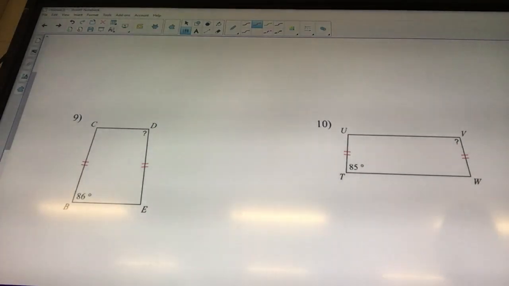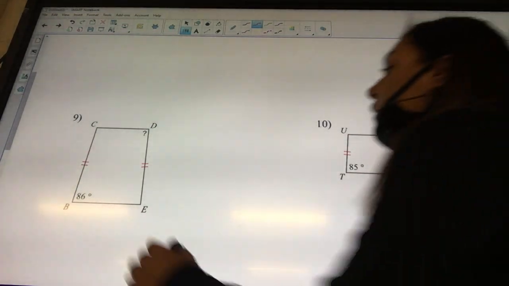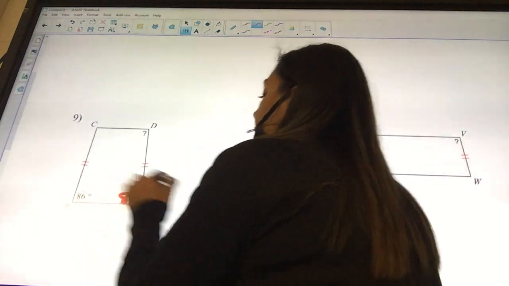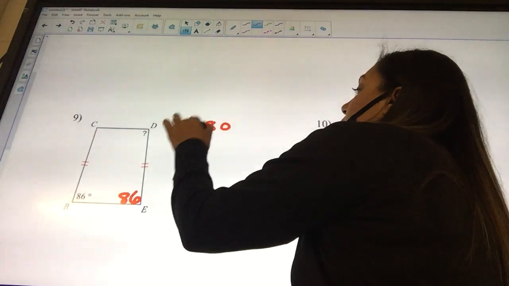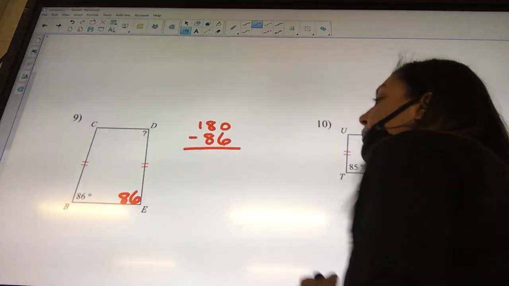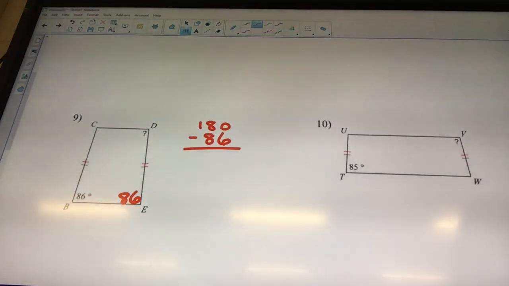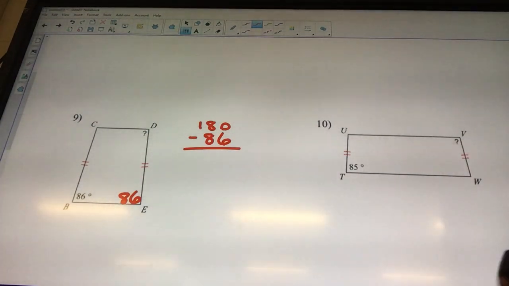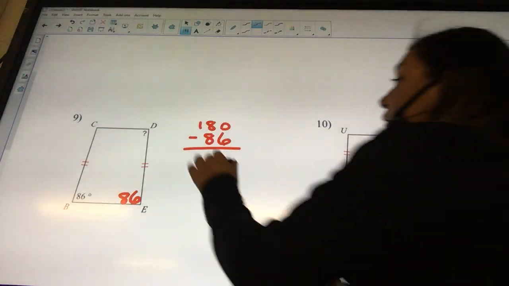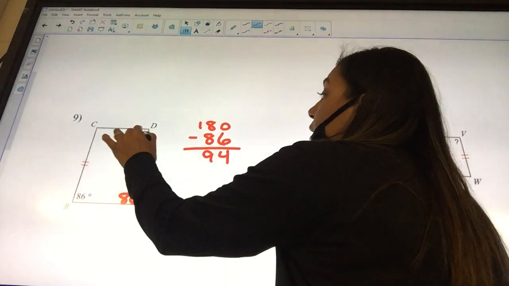Okay, 9. Which other one is 86? E. Okay, so if this is 86, how do we figure out the other one? 180 minus 86. 94.